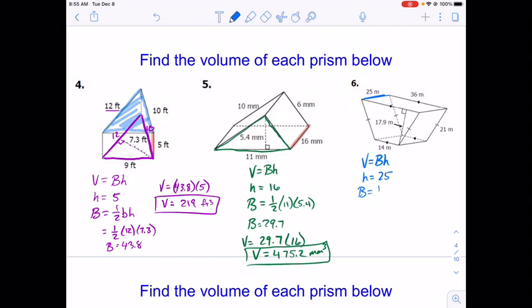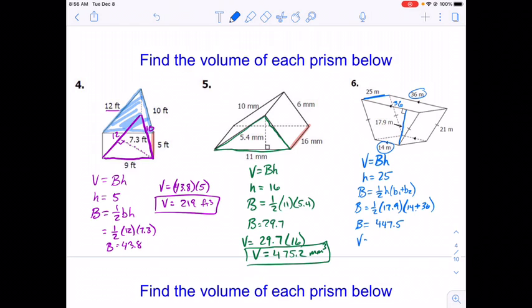Now the area of the base, remember, is going to be 1/2 times the height times base 1 plus base 2. So let's plug our numbers in. We got 1/2. Our height of our trapezoid is this right here. That's going to be 17.9. Our two bases are 14, which we get from here, and 36, because that 36 goes there as well, so 14 plus 36. We calculate the area of the base, and that's going to give us 447.5. So now to find the volume, we're going to take the 447.5 and multiply it by our height of 25. And that gives us a volume of 11,187.5. This will be cubic meters.